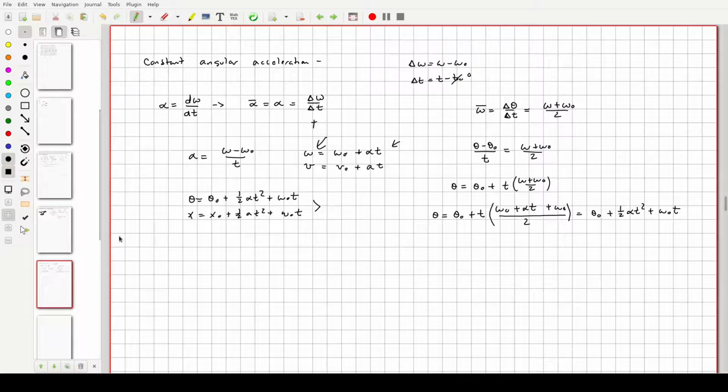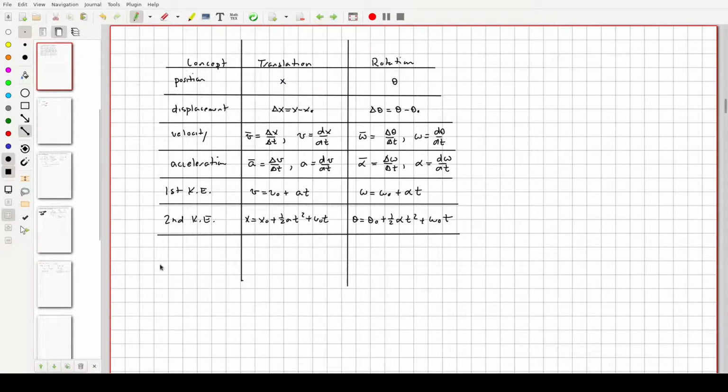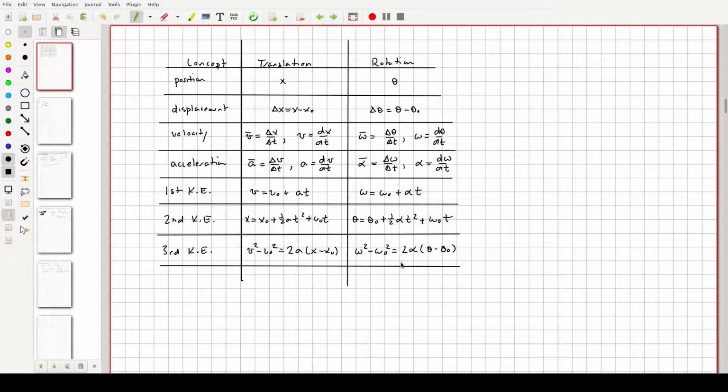Now, I'll tell you what. Why don't we just save the rigmarole and do it this way? Do I need to prove that the third kinematic equation that we came up with, which looked like v squared minus v naught squared is 2 times a times x minus x naught, looks like omega squared minus omega naught squared is equal to 2 times alpha times theta minus theta naught? I hope not, because guess what? At the end of the day, it is. It's the same thing. It's pretty nice.